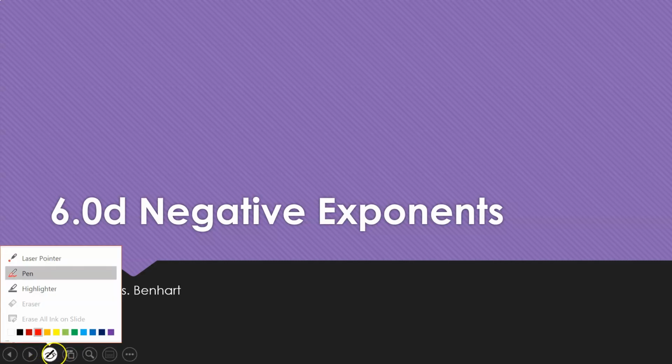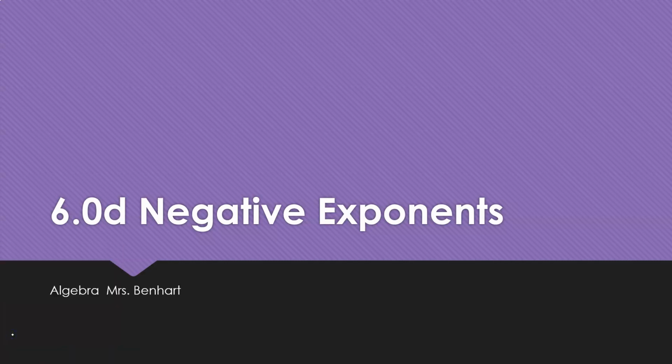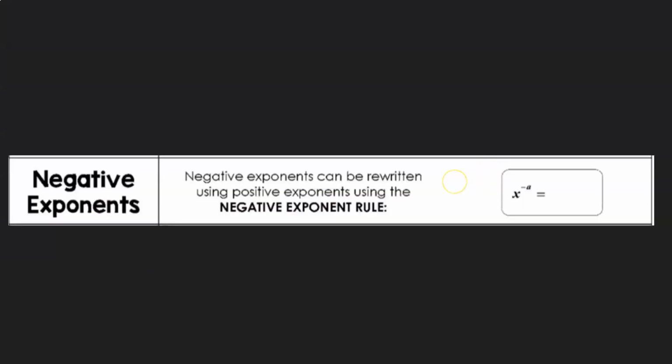All right, this is section 6.0D. We're going to talk about negative exponents today. All right, here's the rule. Negative exponents can be written using the positive exponent using the negative exponent rule.